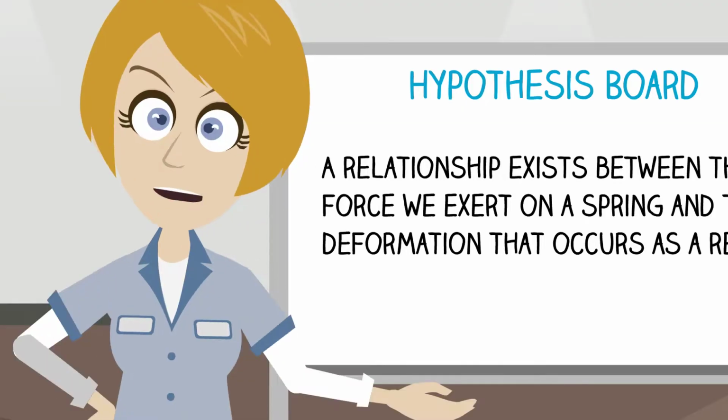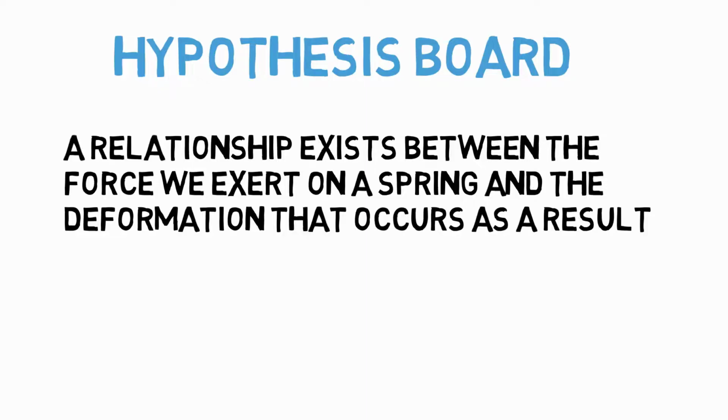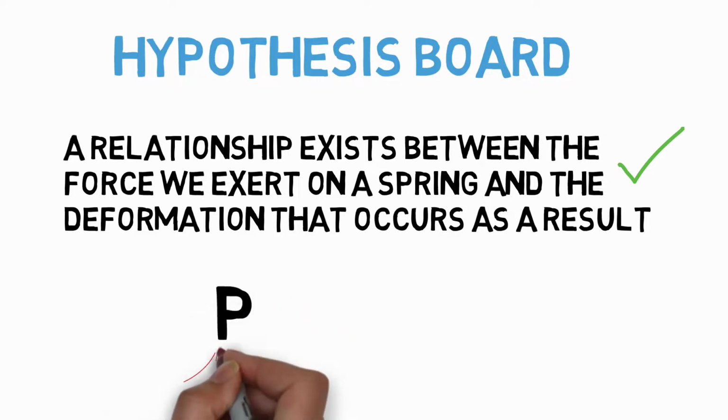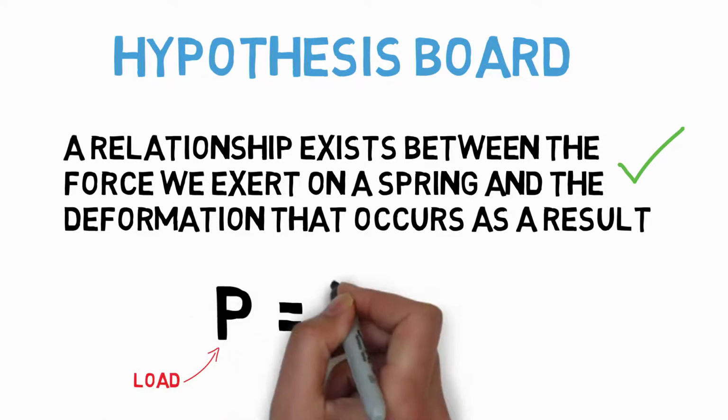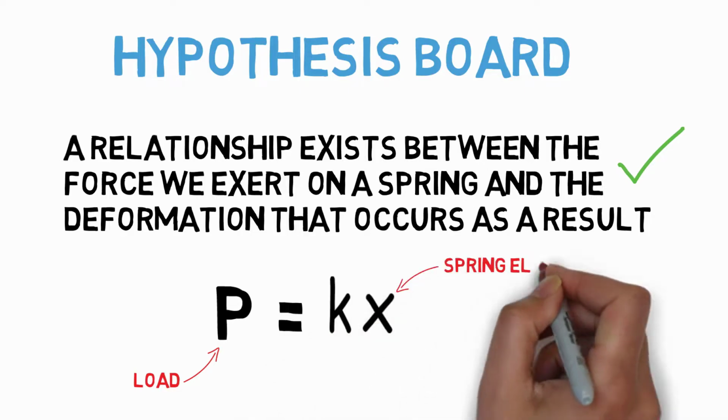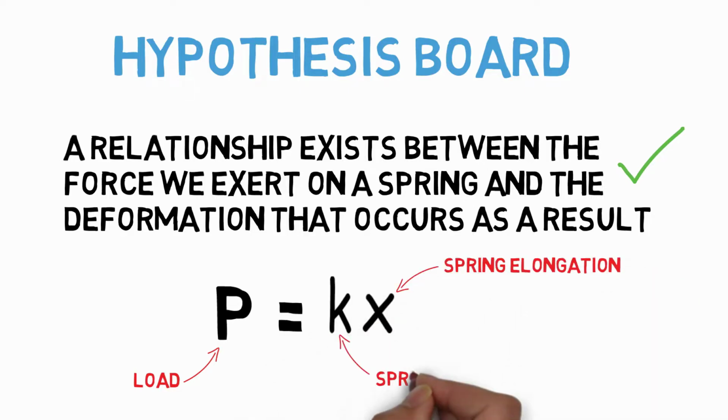So what are we able to conclude from our experiment? Well, we hypothesized that there is a relationship between load P and the spring elongation x. Based on the data we took, we can conclude that there is indeed a relationship between these values and that it is linear. There is even an equation to describe this correlation. P, the load, is equal to K times X, the spring elongation. And here, K is the spring constant, a value describing the stiffness of a spring. With this, the behavior of springs can be reliably predicted.